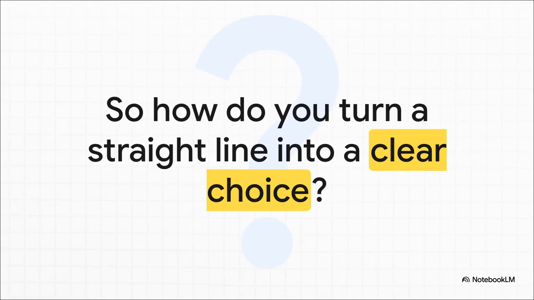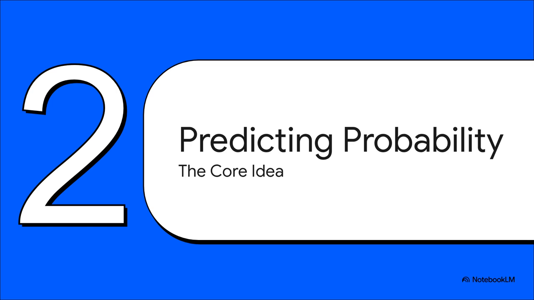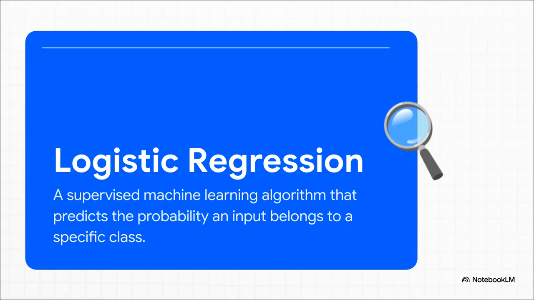And that right there is the million-dollar question. If our model's natural instinct is to just draw a line, how in the world do we get it to stop thinking on a spectrum and just make a clear, confident choice? Well, this is where our hero of the day, logistic regression, steps in. See, it has a brilliant trick up its sleeve. Instead of trying to predict a final answer directly, it predicts something way more useful for making that choice. It predicts the probability. And there it is.